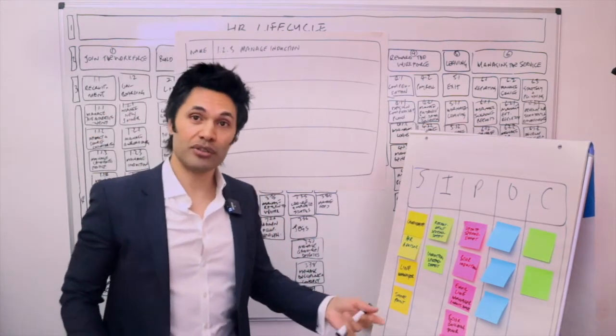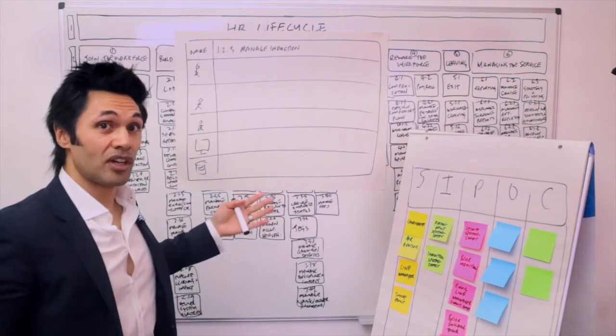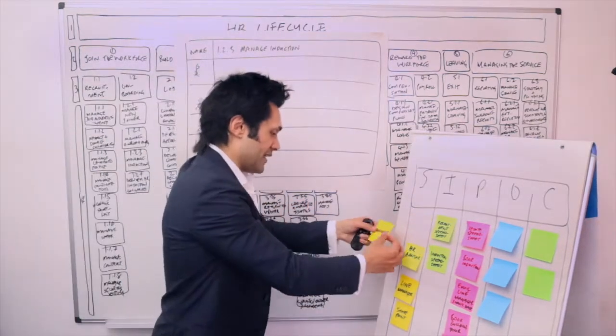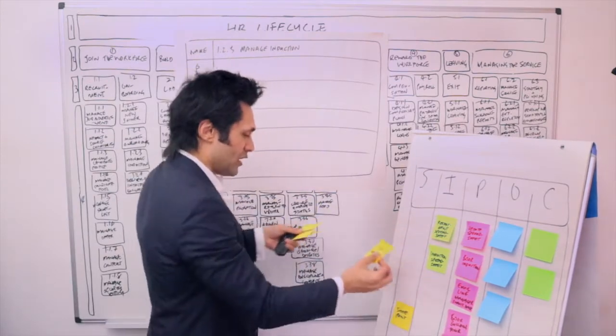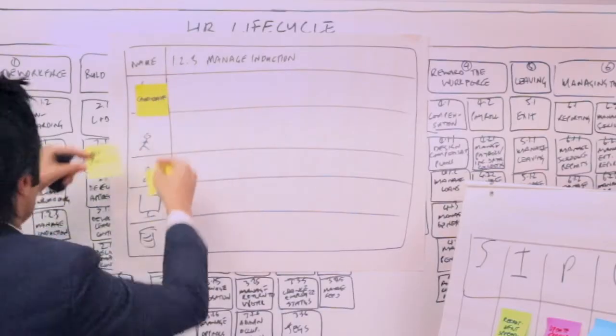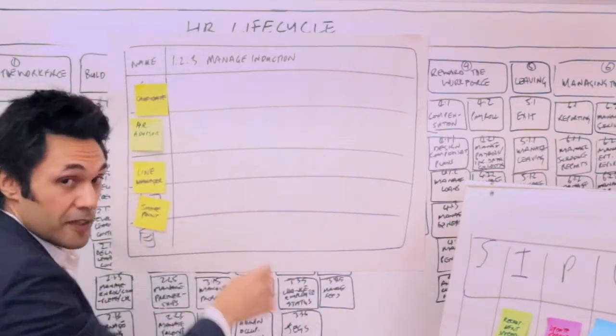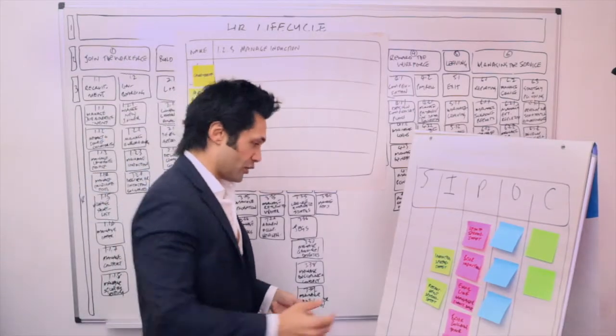So all I'm going to do now is transfer these sticky notes onto their positions on the map. So we have candidate, HR advisor, line manager, and SharePoint. In terms of data, we've got the 2 inputs, the 2 spreadsheets.